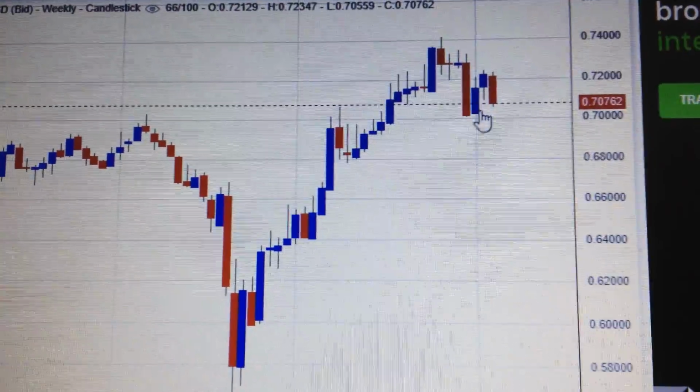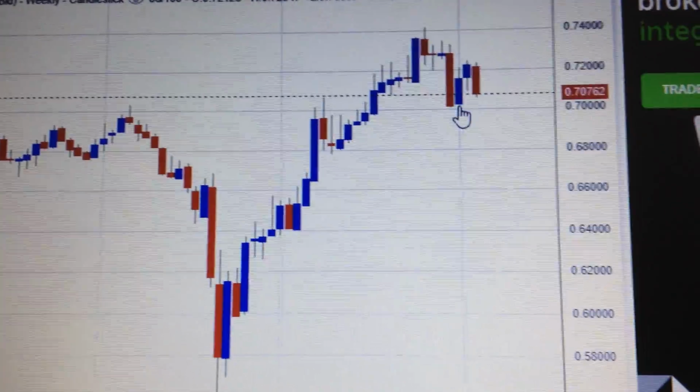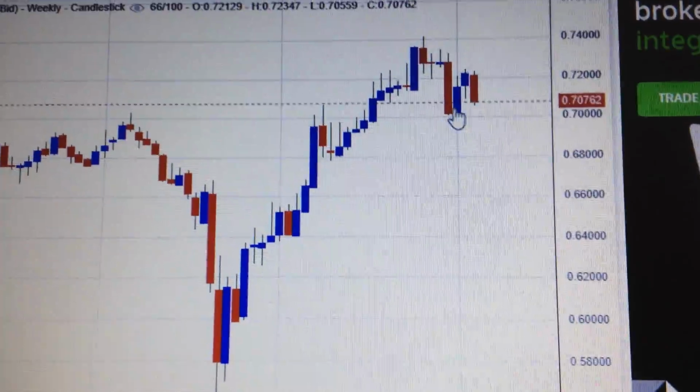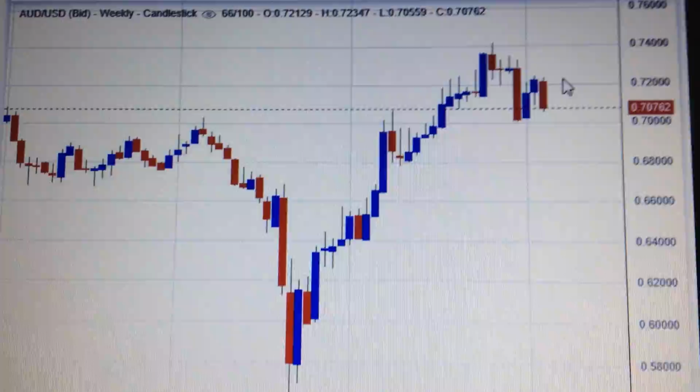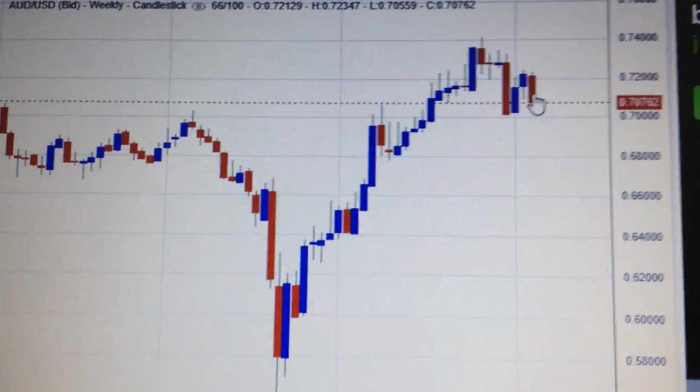So if it breaks down lower than here, it will be very bearish for Australian dollar. If it can go back up, then there's still hope and still bullish sentiment for the Australian dollar.